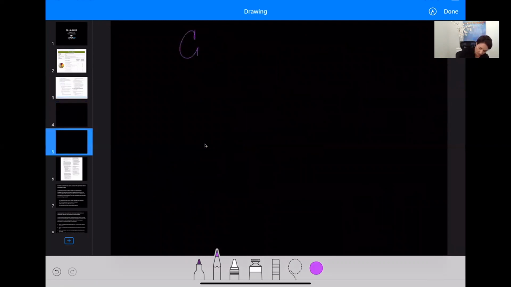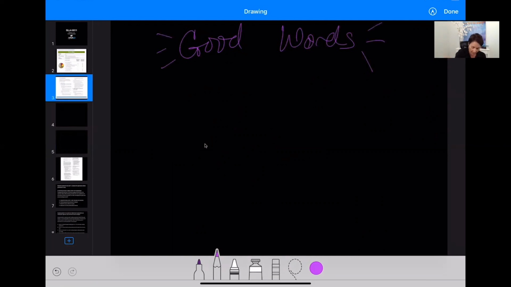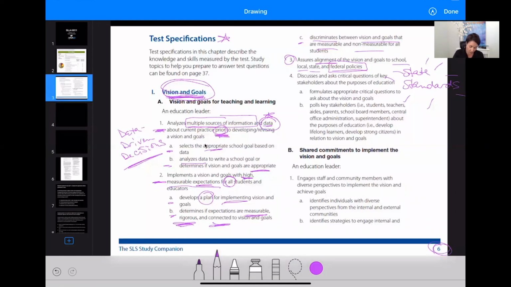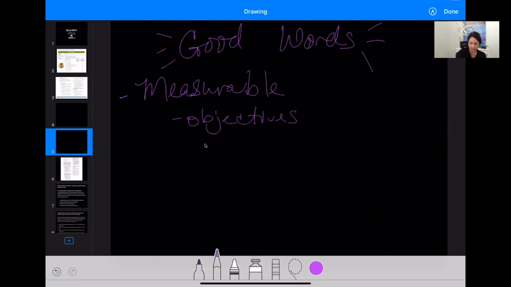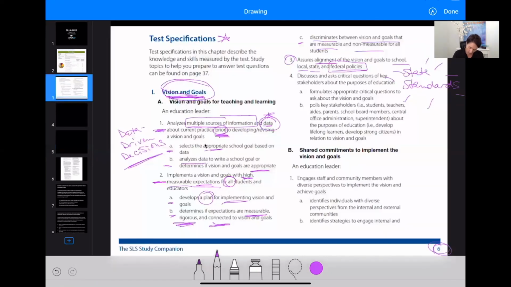Now let's continue our good words list because we're not quite done yet. Good words. I'll do my little sunburst there. So we've already talked about high expectations for all students, but we said that they have to be measurable. How am I going to know if you met the expectation? So I also like the term measurable objectives because measurable objectives are like measurable goals. That's really important there. You can see rigorous and connected. We mentioned connected is also alignment.